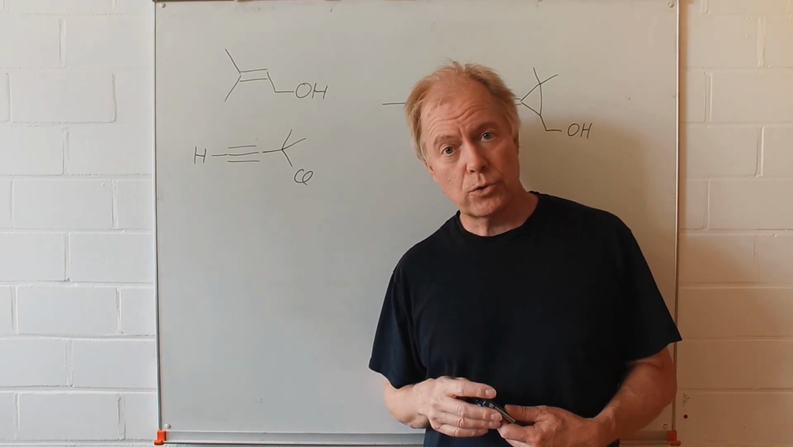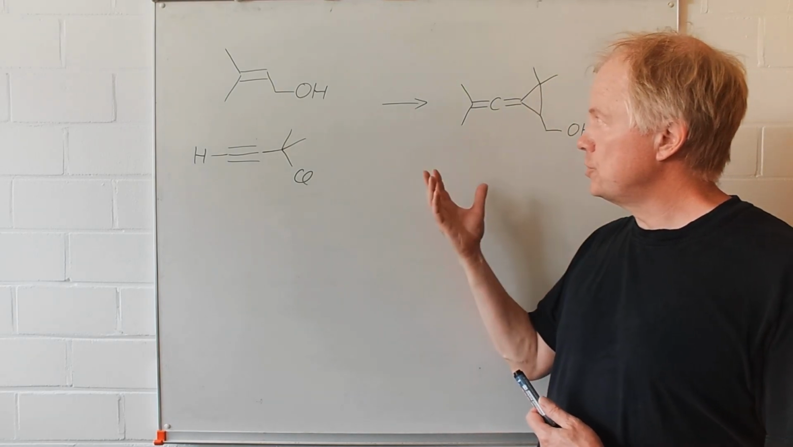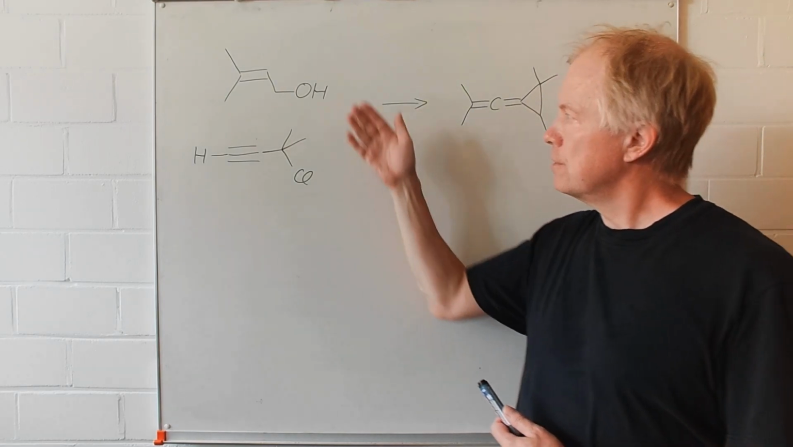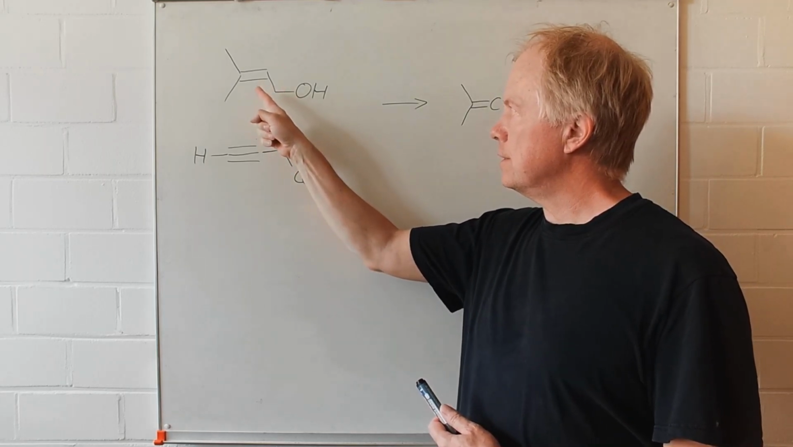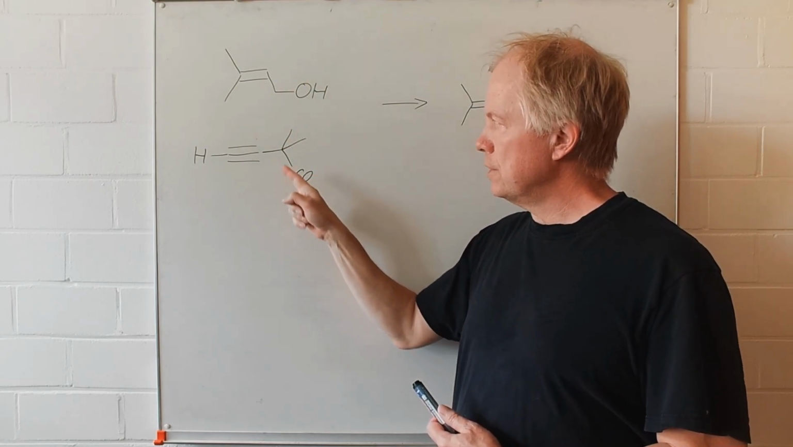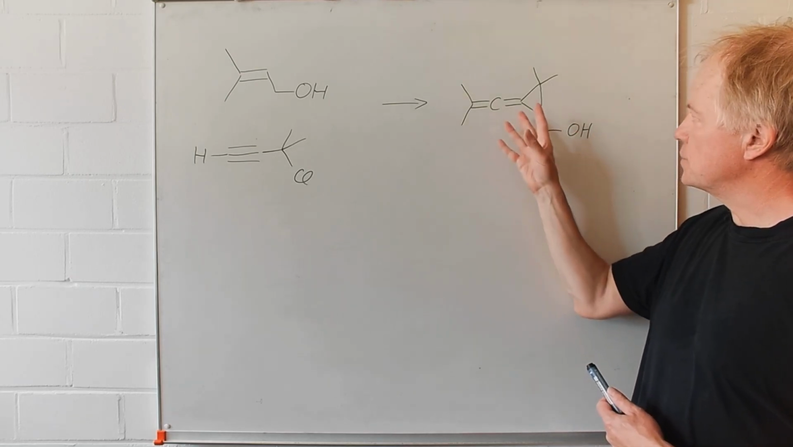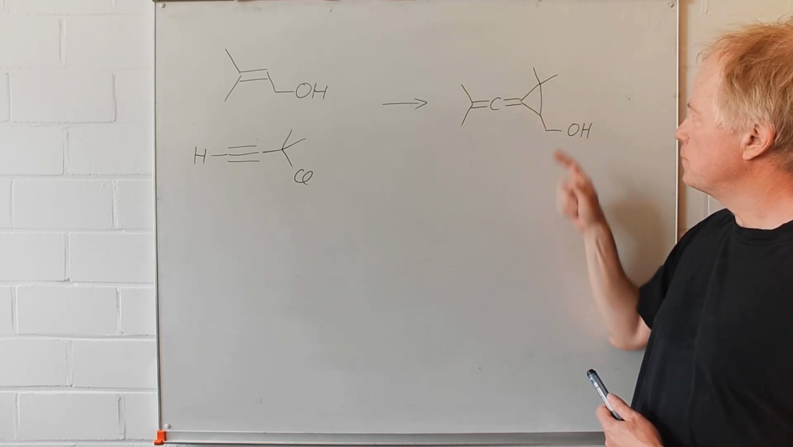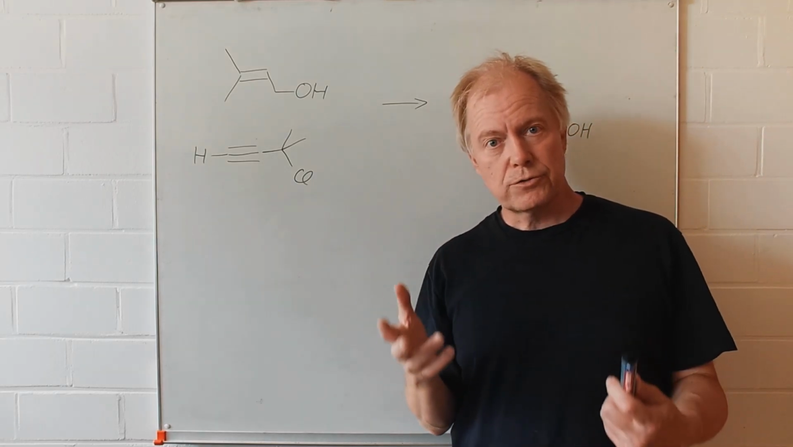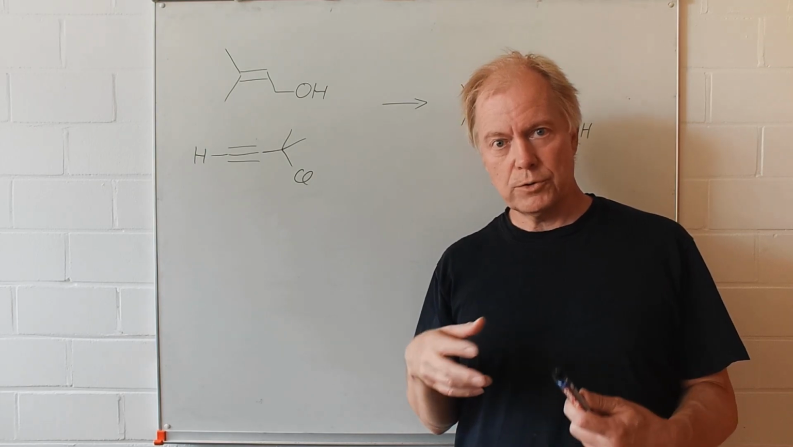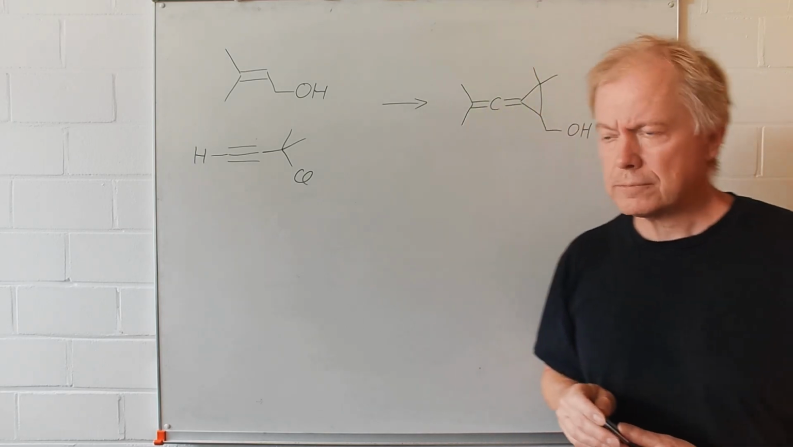In today's tutorial we want to solve a problem: under which reaction conditions will these two substrates, starting materials, an allylic alcohol and this substituted alkyne, react to give this allene system with a cyclopropane unit. Please try to solve this problem first by yourself before listening to the suggested solutions.